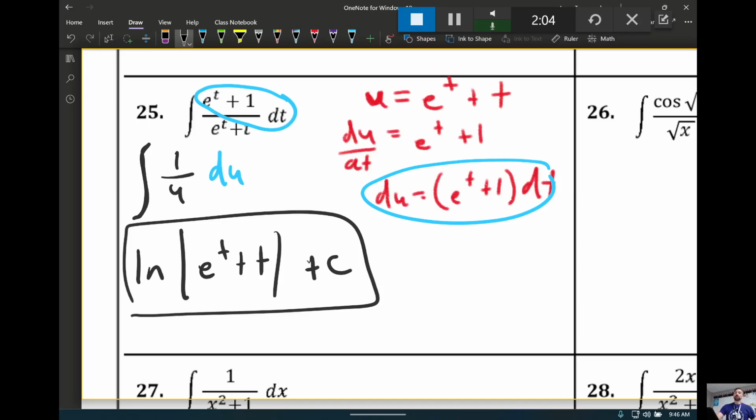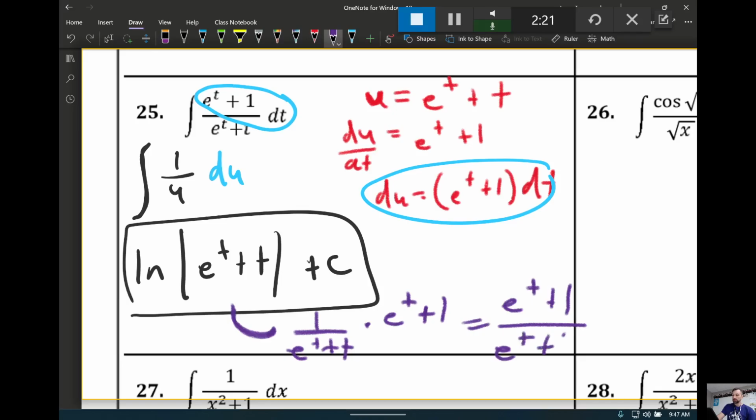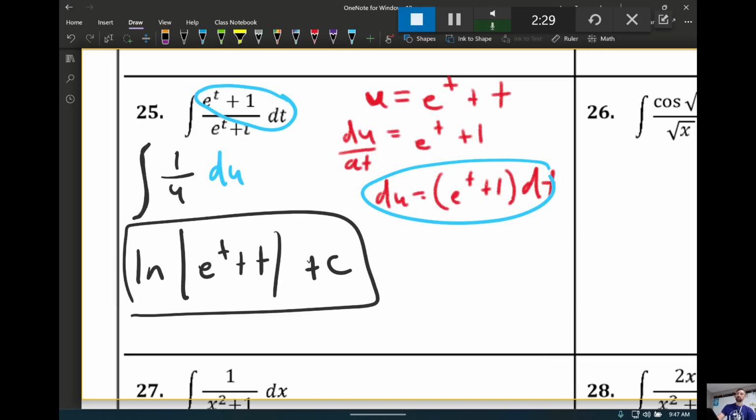And again, if you're willing to take the extra 10 seconds, just take the derivative. You would get 1 over this times the derivative of the inside because of chain rule, and you would get what we started with. So that's how you can be sure your answer is correct. If you take the derivative of your antiderivative, it should go back to what you started with.